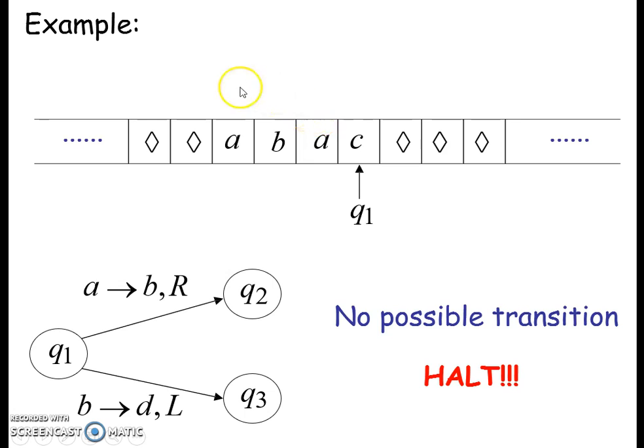Now let us see an example of halting. In the same example, we have the string A, B, A and C, and we have the transition for A and for B as well, but we don't have the transition for C, and the tape head is pointing to C. So now what to do? As there is no possible transition, the machine will halt.